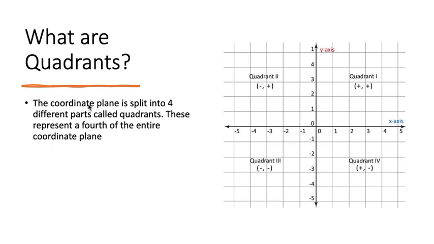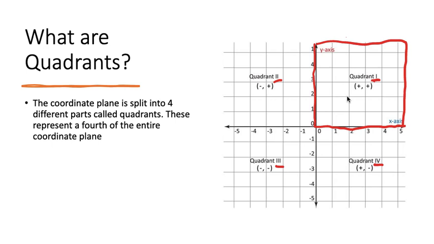What are quadrants? The coordinate plane is split up into 4 different parts called quadrants. These represent a fourth of the entire coordinate plane. So this box is one quadrant, and each quadrant has a different name. So this is quadrant 1. This one is quadrant 2, quadrant 3, and quadrant 4.